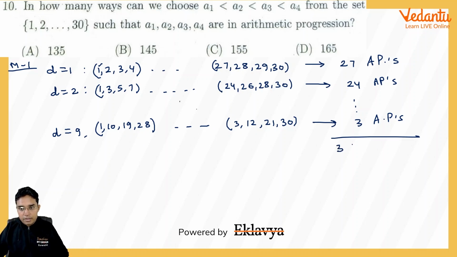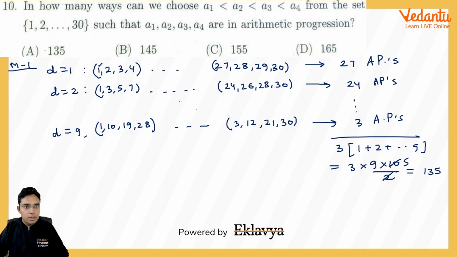So if I take 3 common, it is just the sum of the first 9 natural numbers. So 3 into 9 into 10 by 2. So I think this is the answer. It will be 5 into 3, 15 into 9, 135. So the answer is 135. So this is one method. Now what method was I supposed to tell you? Second method, please listen carefully.